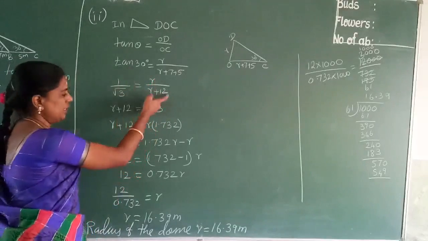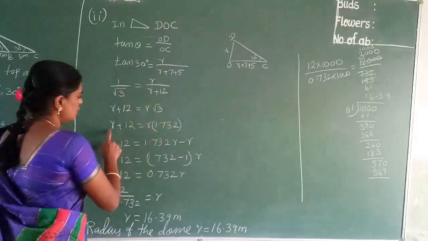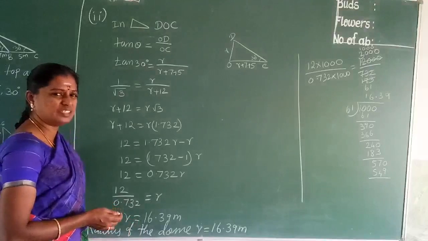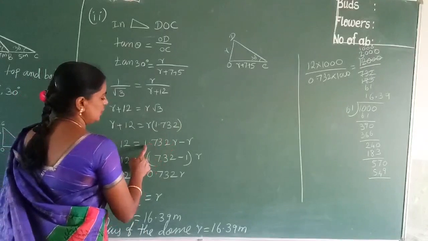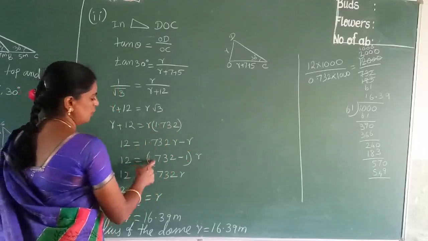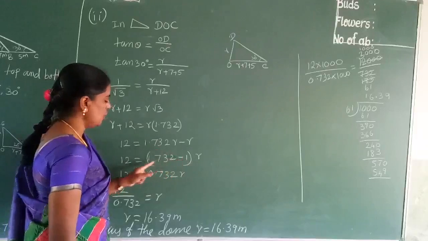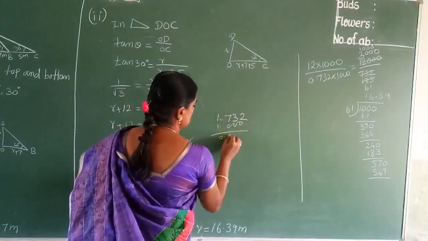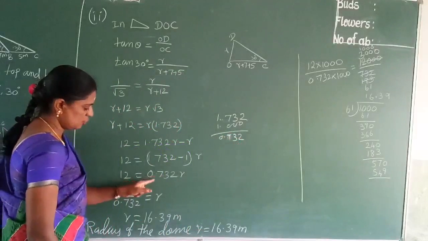And again cross multiply, which means R plus 12 with root 3 goes to the numerator. So R plus 12 is equal to R into root 3. The root 3 value is already given in the question itself: root 3 is equal to 1.732. So R plus 12 is equal to R into 1.732. Take R from the one side, minus R. So 12 is equal to 1.732 minus 1, taking R common. 1.732 minus 1, the answer is 0.732. Clear? So 12 is equal to 0.732 R.